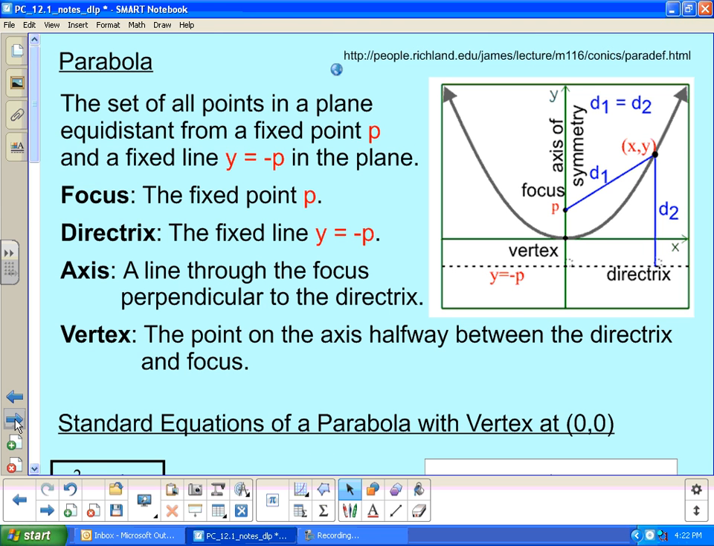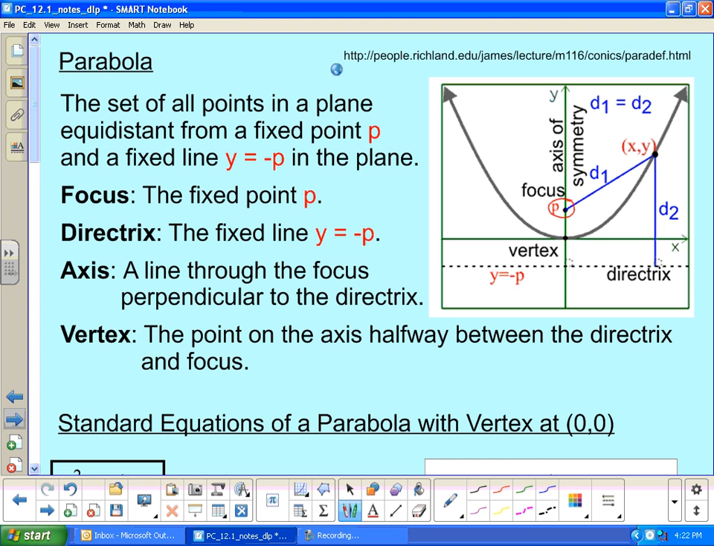All right, parabola. First one we're going to look at. Definition: the set of all points in a plane equidistant from a point P and a fixed line y equal negative P. All right, some definitions now. We've got some focus is the fixed point P. So here we have our focus right there.